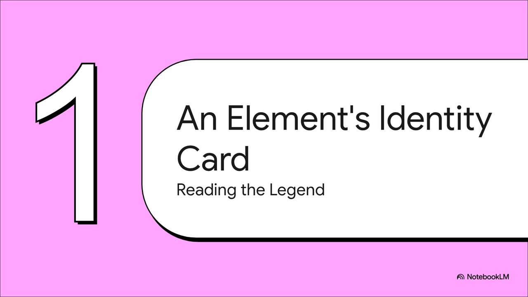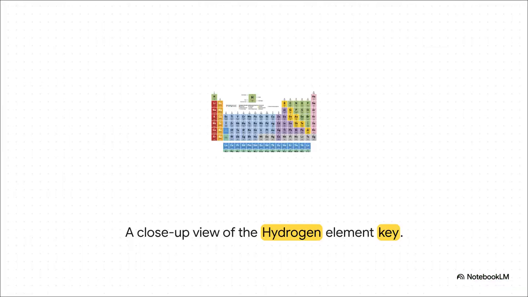Okay, so to read any map, first you have to understand the legend, right? The key that tells you what all the symbols mean. So we're going to zoom in on the very first element, the one sitting right up there in the top left corner, hydrogen. Each and every box on this table is like a detailed identity card for an element. Let's break down what hydrogen's ID card is telling us.